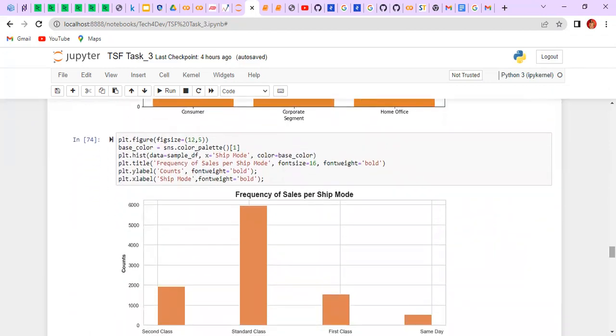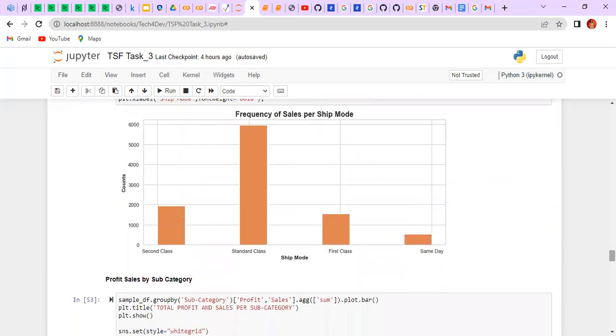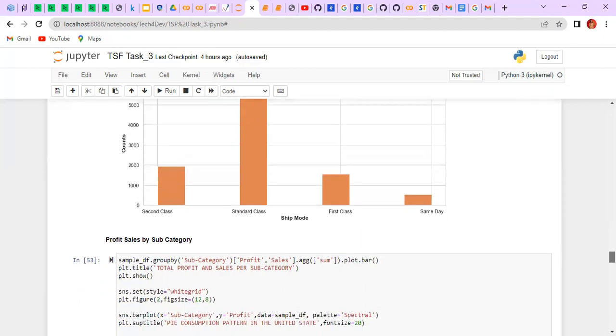And then I had to do frequency of sales per ship mode. Looking at the data of the visualization, standard class actually had the highest, followed by second class, followed by first class, and then those that actually made same day shipments.